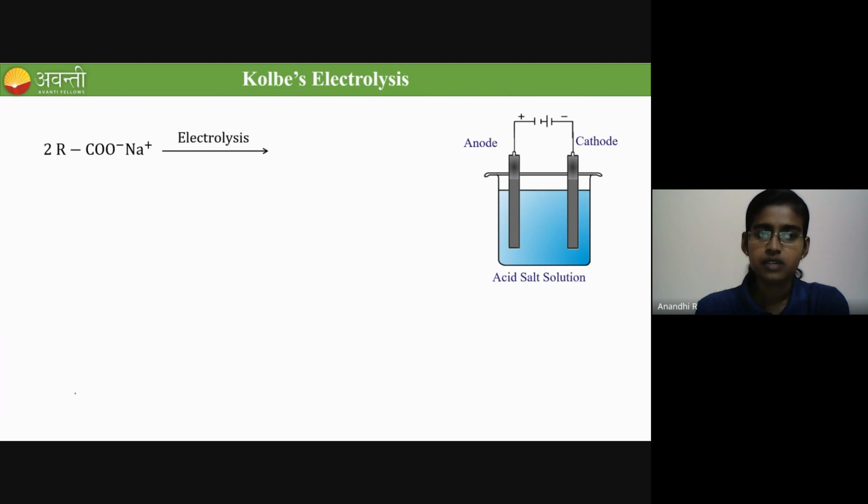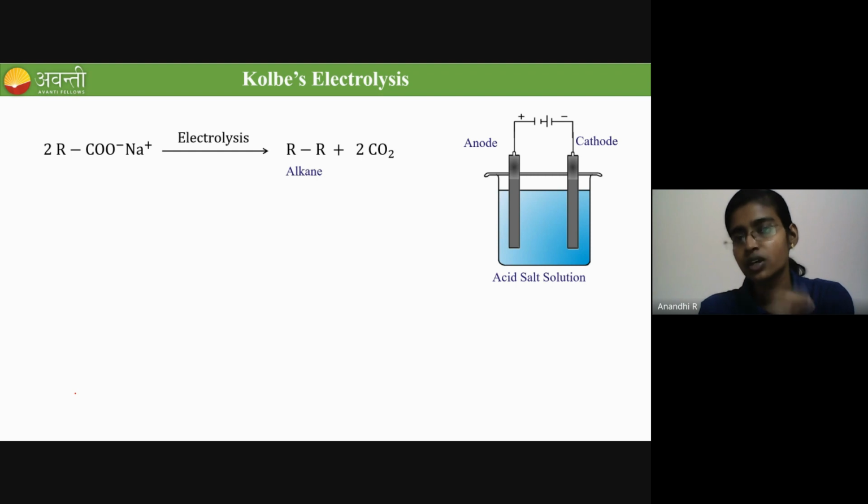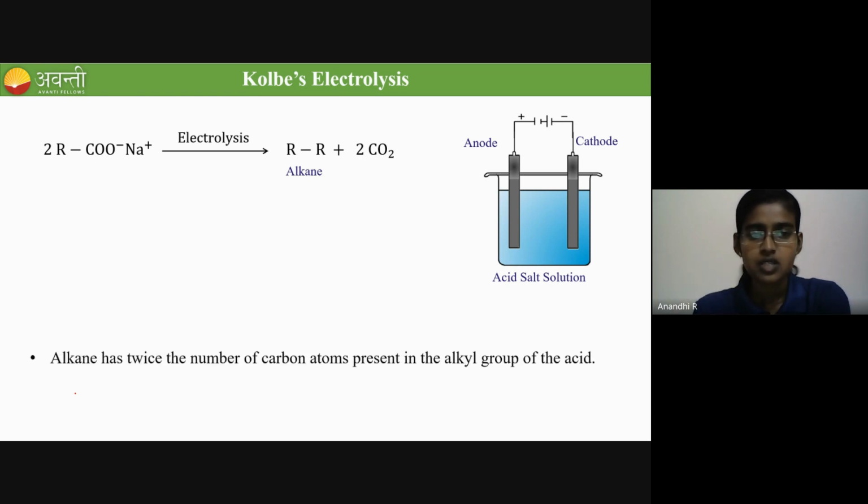This sodium salt of carboxylic acid on electrolysis forms RR. So here also we are getting an alkane only, but with the evolution of carbon dioxide gas. There it was removal of Na2CO3, here removal of CO2. Both are called decarboxylation only. But if you are doing electrolysis, then that particular reaction is called Kolbe's electrolysis. Got it? There we get RH and here we get RR. The alkane has twice the number of carbon atoms present in the alkyl group.